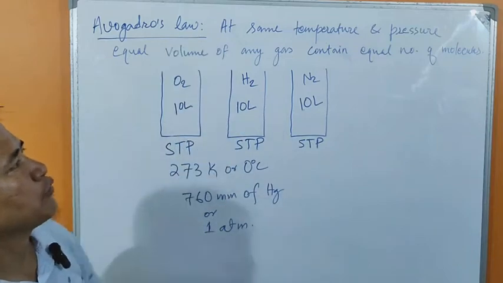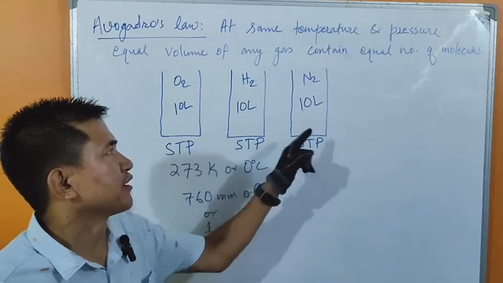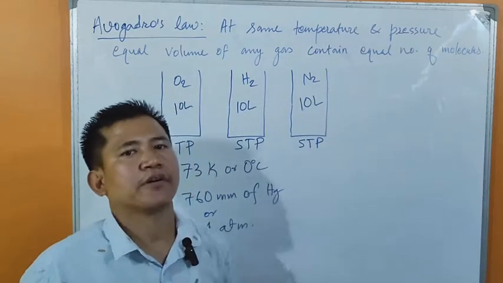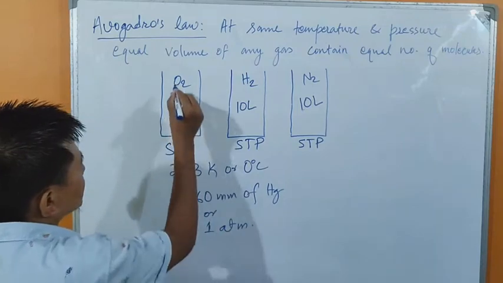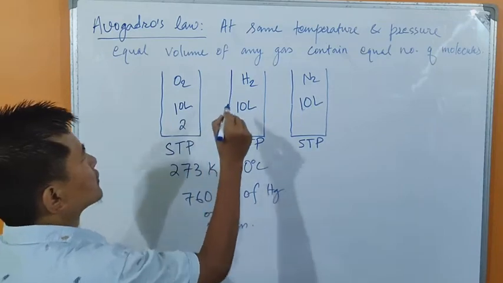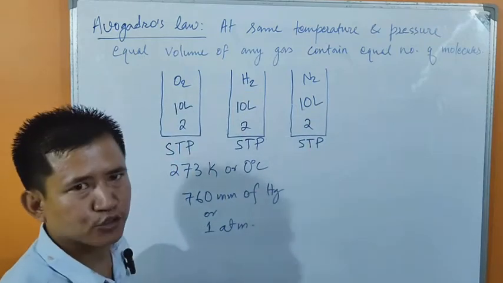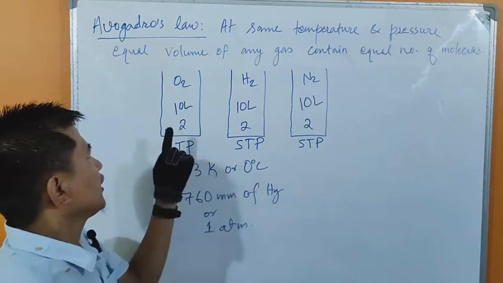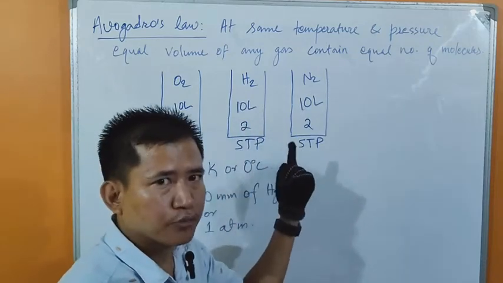Now, according to Avogadro's law, if the volumes of gases are equal and the temperature and pressure are equal, then all of these gases contain an equal number of molecules. Just for example, if this gas contains 2 molecules, then this gas will also contain 2 molecules, and this gas will also contain 2 molecules, since their volumes are equal and their temperature and pressure are equal. If their volumes are not equal, then the number of molecules will also not be equal.